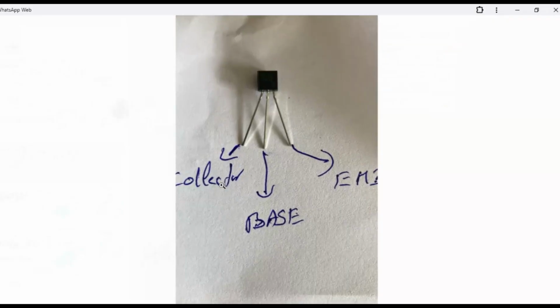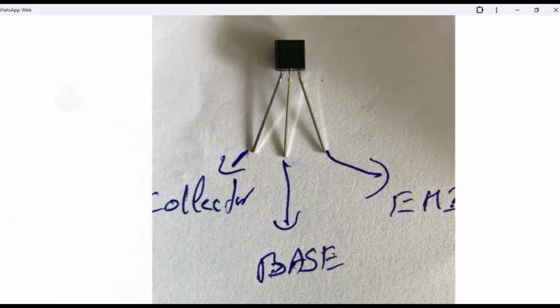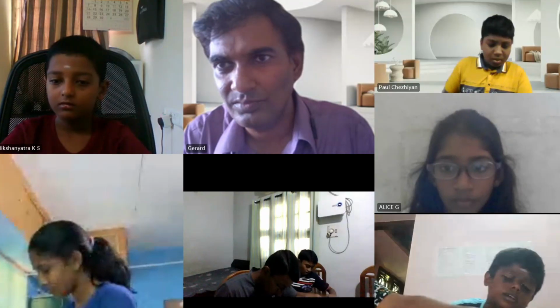Can you see that now? I want you to draw like this. Put the transistor on your notebook with the flat surface facing you, and write collector, base, emitter. You can write the pin numbers also if you want: pin 1, 2, 3.